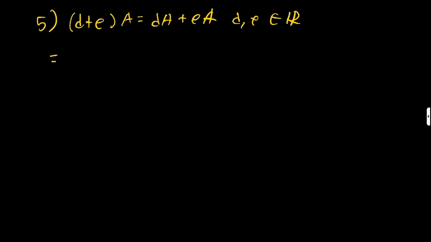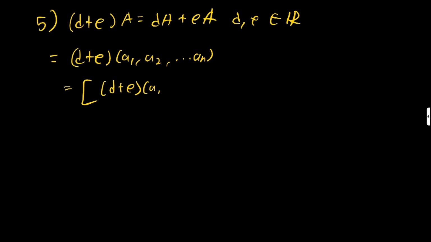We're going to set this equal. So this is going to be d plus e times a1, a2, a sub n, which is equal to d plus e. So I'm going to rewrite this with large brackets. D plus e times a1, comma, d plus e times a2, d plus e times a sub n. Okay, we're allowed to do this to each term because remember, a scalar times a point is just each of the individual points multiplied by that scalar.